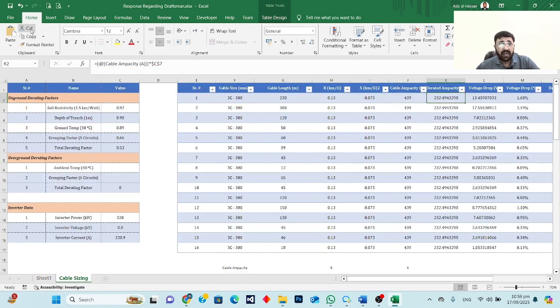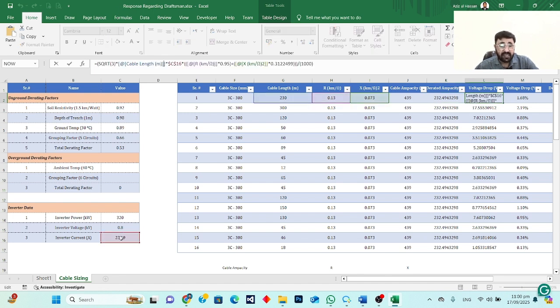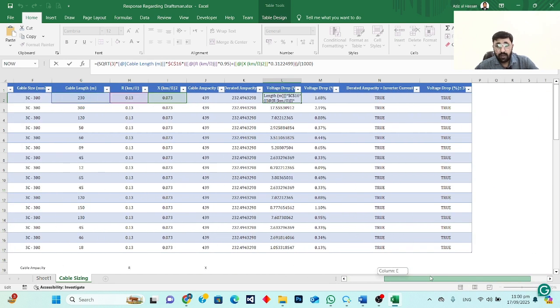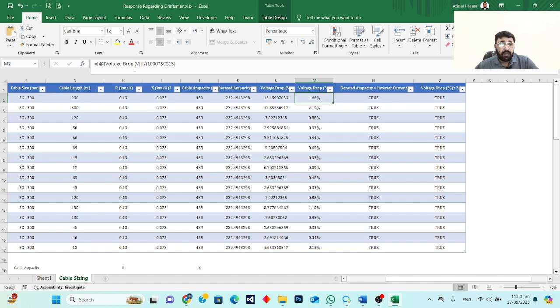So this is the derated. When I multiply the ampacity of the cable with the derating factor, we get this value. I have not applied the multiplying factor in that file because I didn't tell you about that. When I show the calculation in the next video, I will apply this multiplying factor. And how we will calculate the voltage drop: this is the current, this is the length, R and X, and cos theta I have taken as 0.5. And I have applied this formula for the voltage drop.